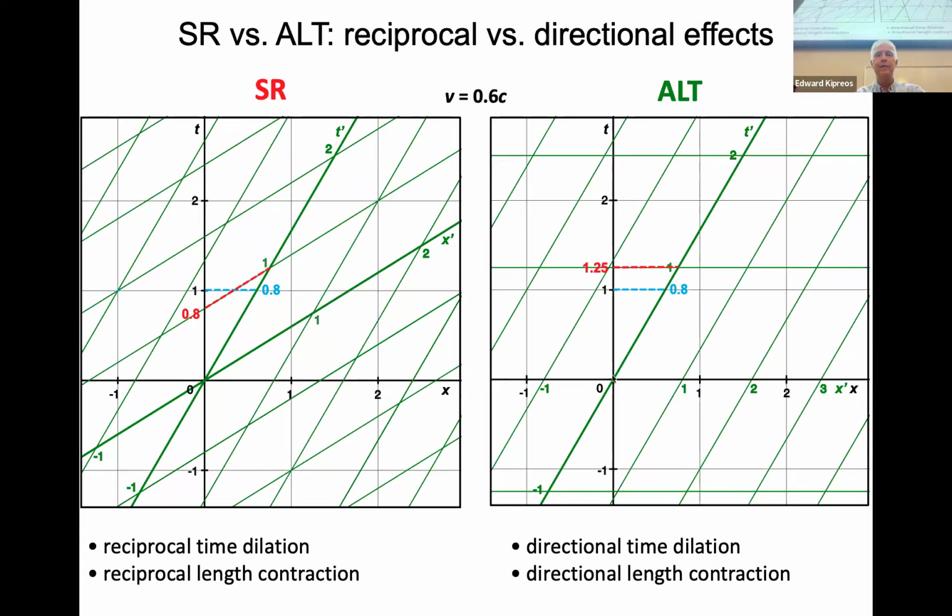But with ALT, that doesn't occur. So here they're both at the time origin, and at 1 second, the stationary observer will look across and say, yes, it's 0.8. They're time dilated. But the moving observer at time 1 will look across and say, whoa, it's 1.25. Time is actually contracted. Not dilated, it's contracted. It's going faster in the stationary frame. So both these observers are going to agree that time is going slower in the moving frame. So it's directional.